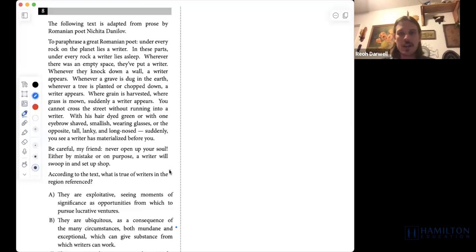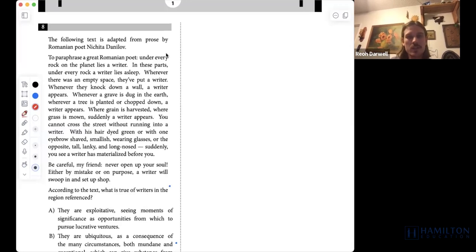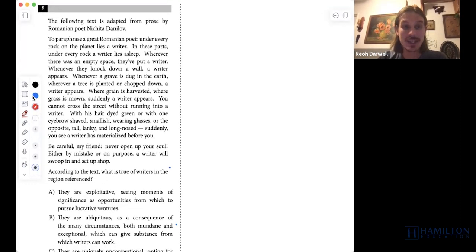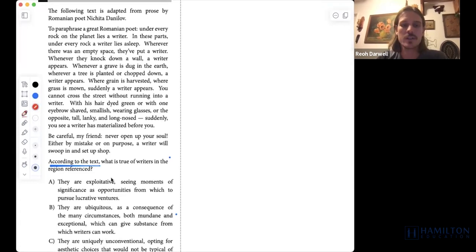All right, so for question 8 here, I want to show us what some of our distractors are. I'm presuming that you have read this text already, okay? So this is a prose poem from a Romanian poet. It talks about how poets are everywhere and they look a certain way and do certain things, okay? So according to the text, meaning a detail question here, what is true of writers in the region referenced? So what is true of writers according to the text?